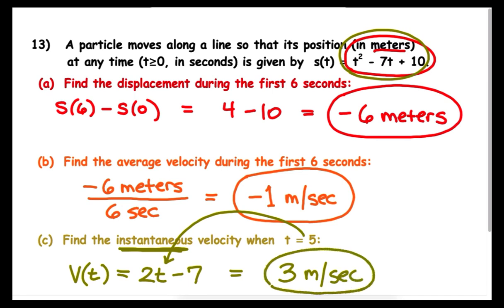So the average velocity of this thing was negative 1 meter per second. But at 5 seconds, it was heading to the right at 3 meters per second. So this particle is moving back and forth. It's not just going one way. Okay, that's good to know.